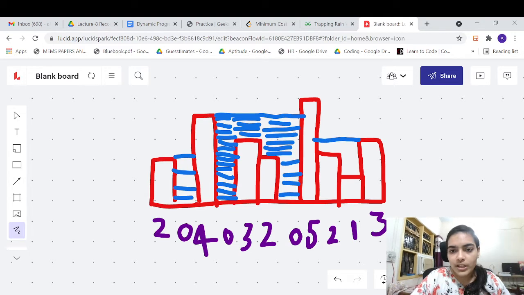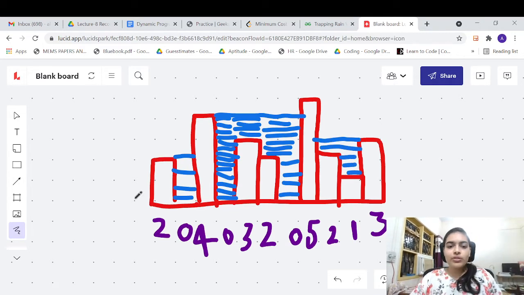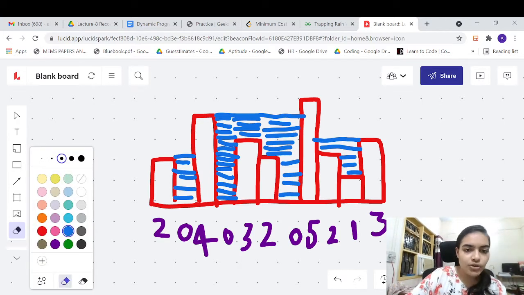Okay, what about this block? This block can also store water up to this height. So this is the water that we can store. Now you have to find the area and return that as the answer. Okay, how do you solve this problem?